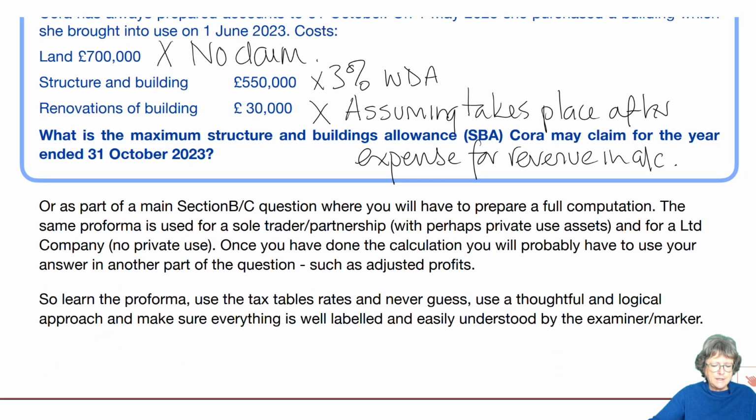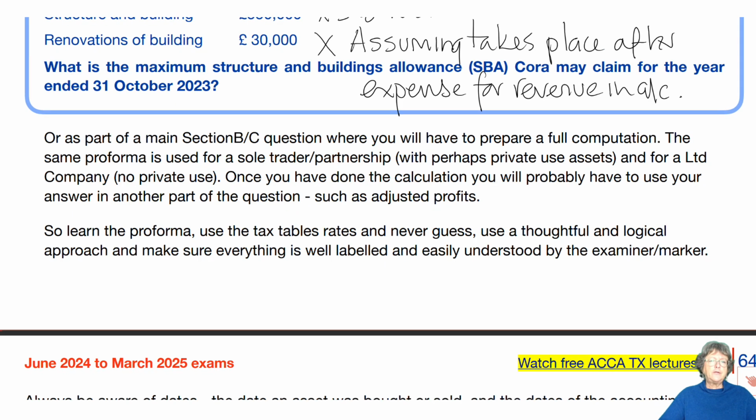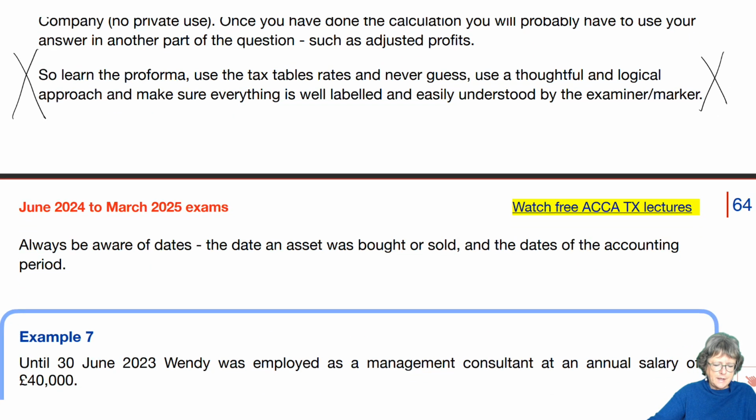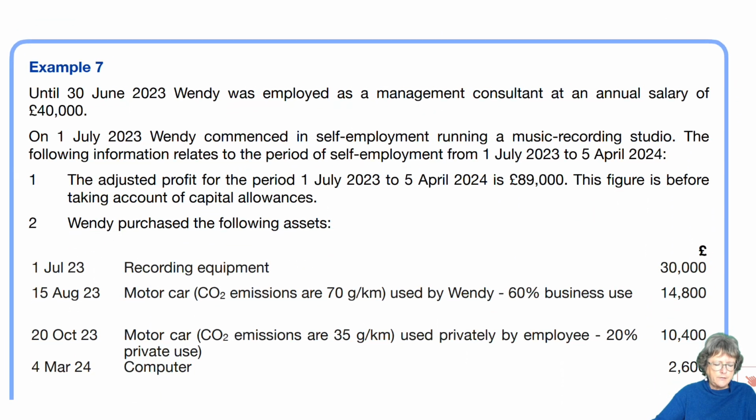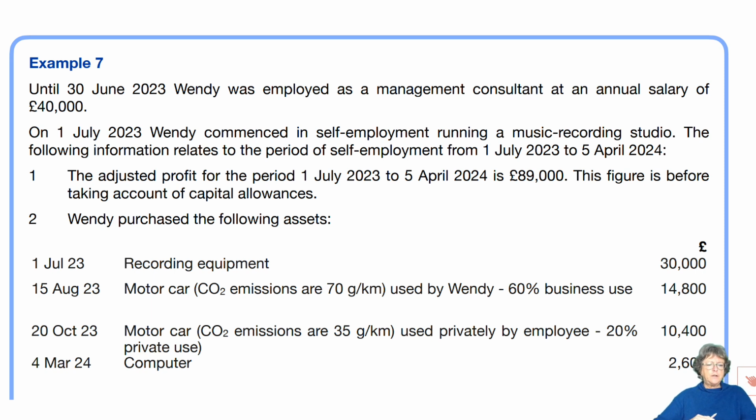However, it's more likely to come up as a full computation. They will ask you this because sole trader, partnership, limited company, it can come up as any of these. So learn the pro forma, use the tax tables, and never guess. Use a thoughtful, logical approach, and make sure everything is well labelled and easily understood. So moving on then, let's be aware of dates, when they were bought, when they were sold. And we have an example here of an exam style question, which is what we're going to finish on now.